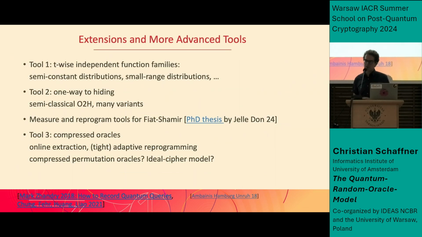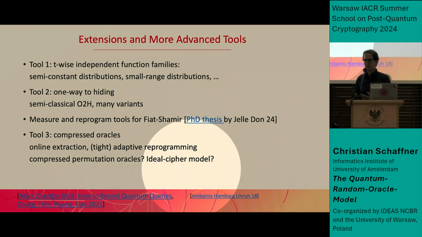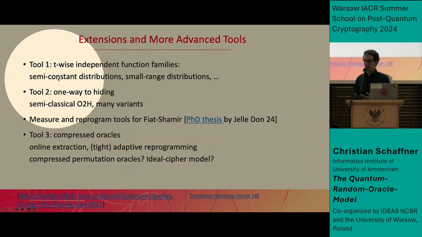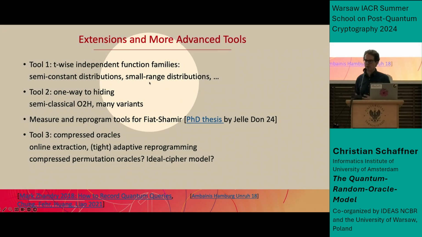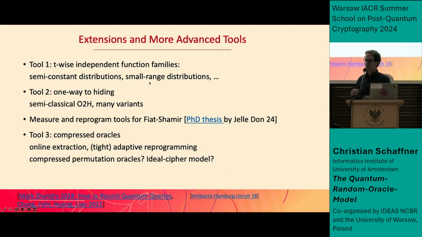All right, I'm almost done. I've shown you, or introduced to you, these 3 tools. First, t-wise independent function families. There's been quite a lot of work after that on so-called semi-constant distributions or small range distributions, all tools that allow you to properly expose these random oracles to a quantum adversary. And as I said already, for the second tool I've shown you the basic variant.